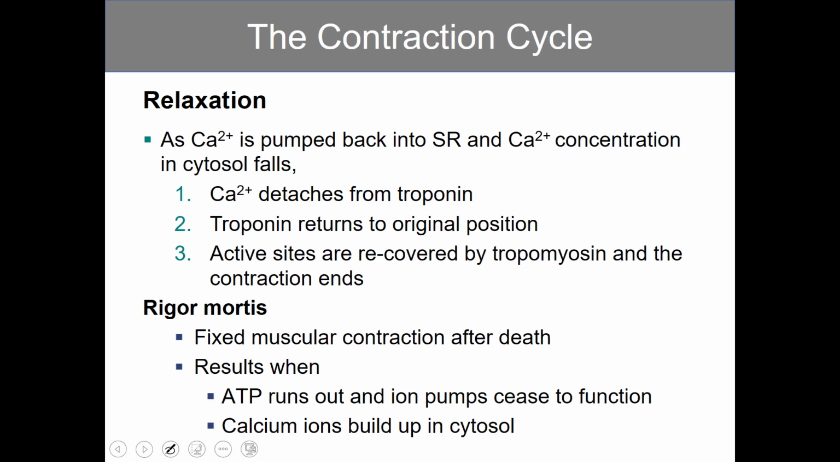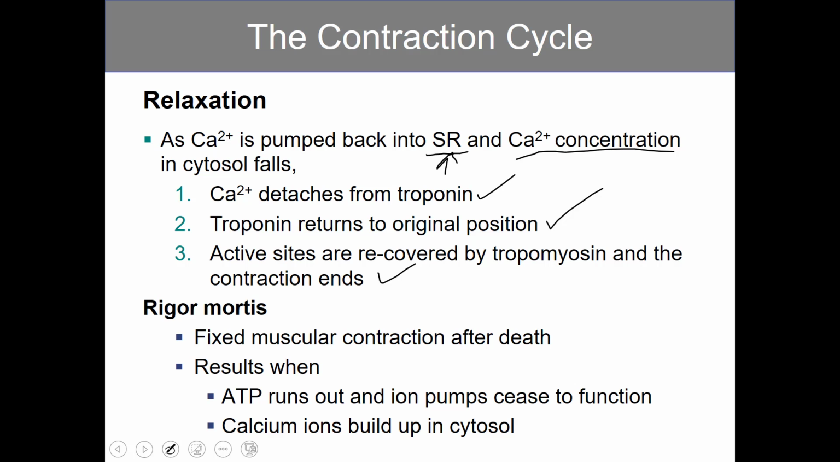Relaxation occurs as calcium is pumped back into the SR. Remember, calcium is stored in the SR and it's actively pumped back into the SR for storage. The calcium concentration within the cytosol falls. As that calcium concentration falls, calcium detaches from troponin, and tropomyosin and troponin return to their original position, covering the active sites on actin. So at that point, the contraction ends.